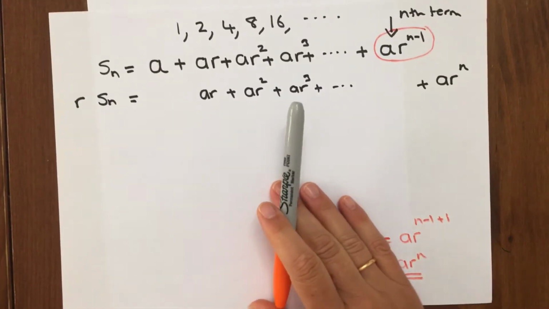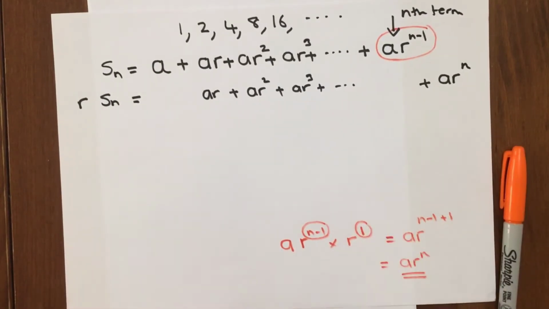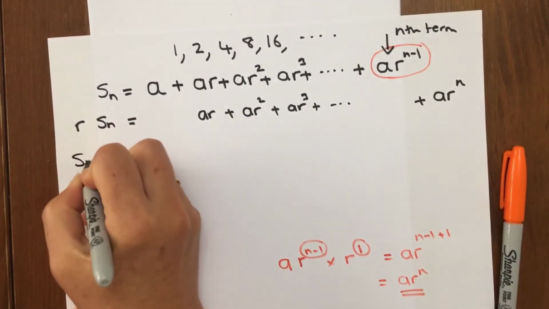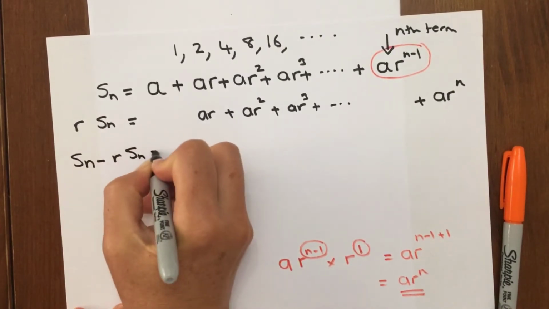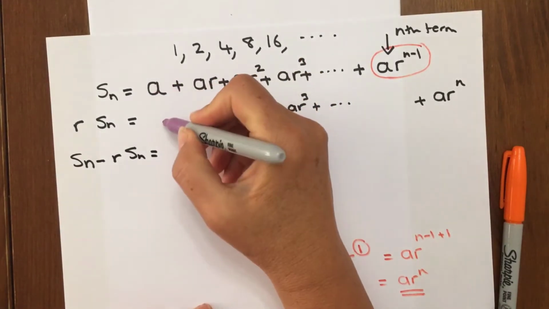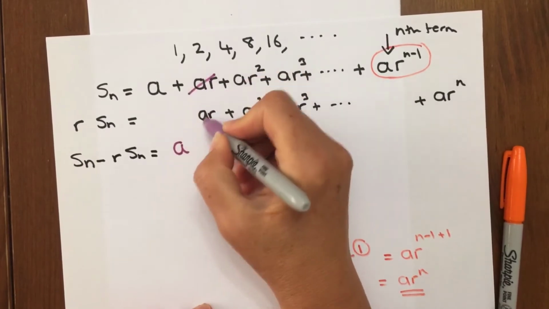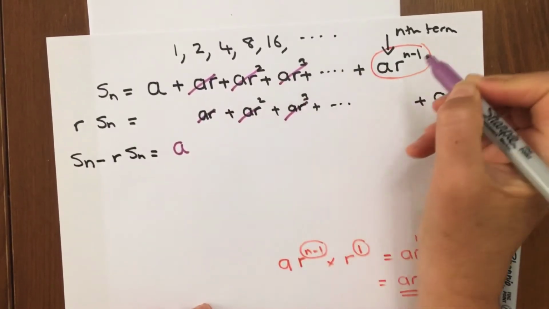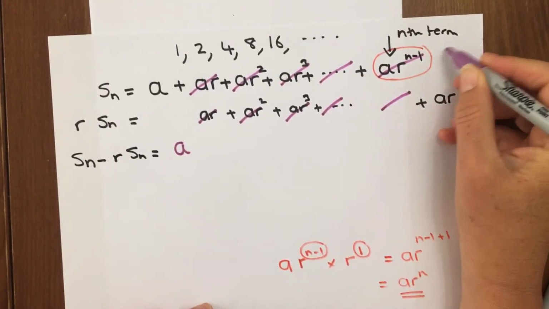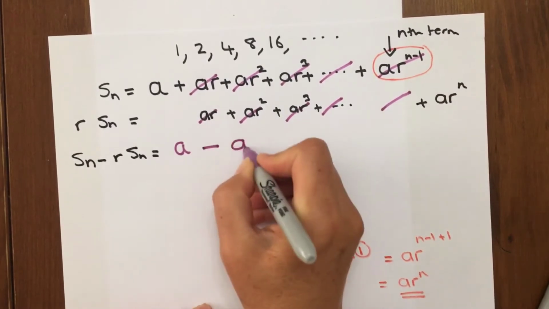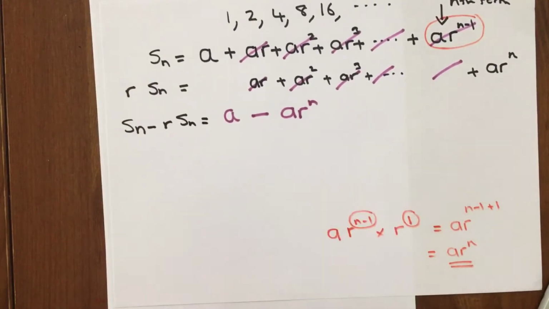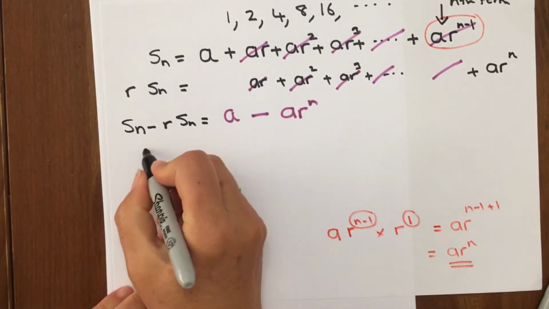Okay, now what I'm going to do to the top equation and the bottom equation is now to subtract them. So I'm going to start off with the top equation and I'm going to subtract the bottom equation. What happens? Can you see what happens here? Well, a take away nothing will just give me a. These will cancel. Remember, I'm subtracting. Everything is all going to subtract. This will subtract with the one before. And I've got, whatever this is, subtract the last term here.